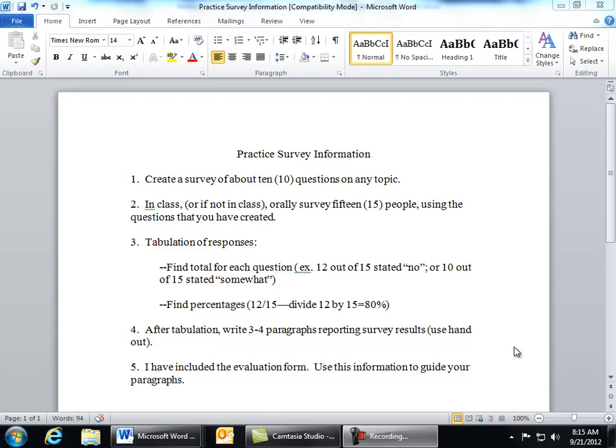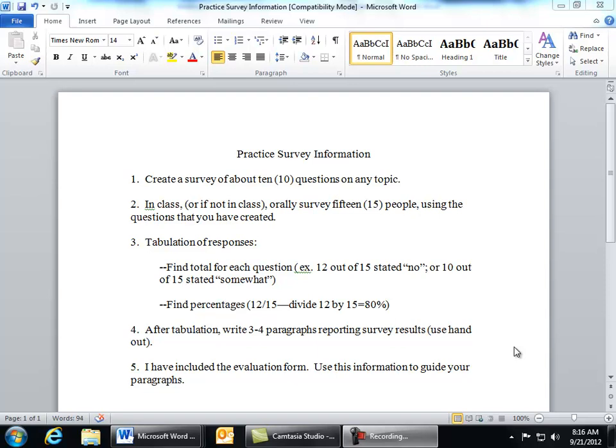we can research. When it comes to practicing survey information, we want to make sure that our topic we can find information out about, and also people may want to actually answer questions about our topic. This will show if it actually is a good research topic.